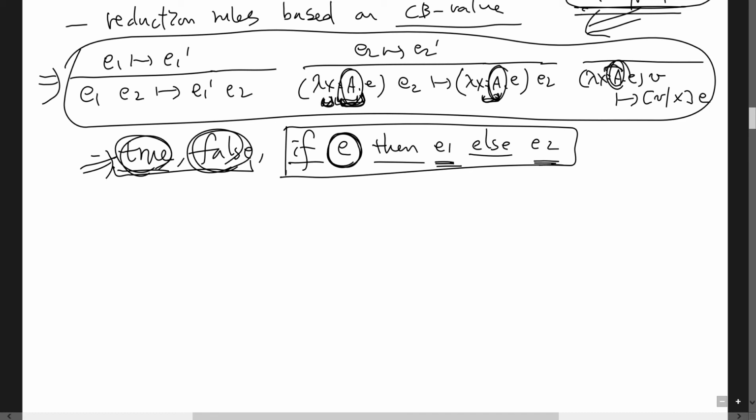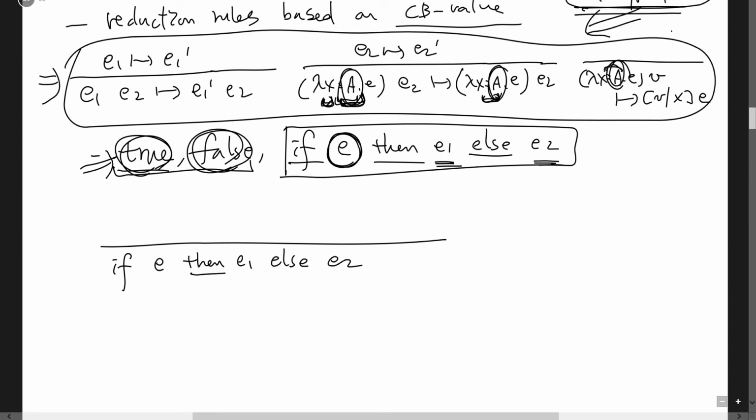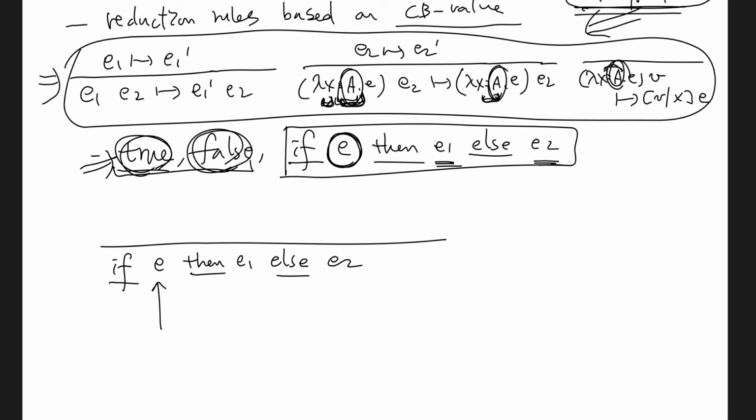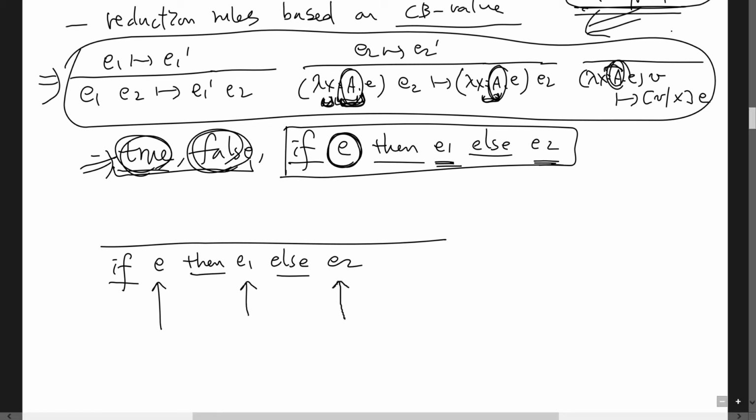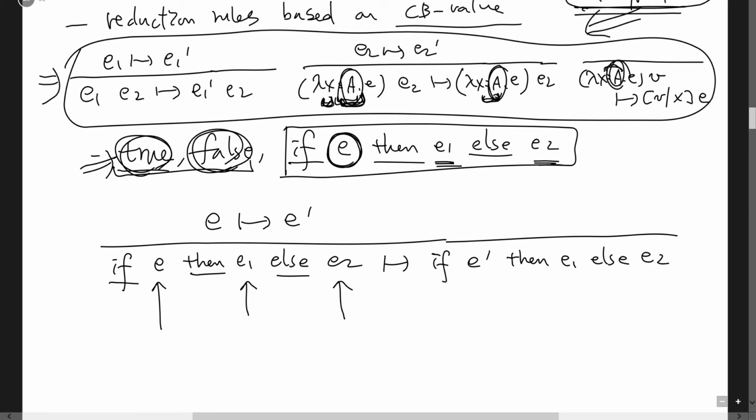So a reasonable choice here is if you have expression if E then E1 else E2, you'd like to try to evaluate, reduce this expression E first instead of E1 and E2. So suppose that expression E reduced to expression E prime, then you'd like it to reduce the whole expression into if E prime, then E1, else E2. And you can assign some interesting name to this reduction rule. So this is a reasonable choice.